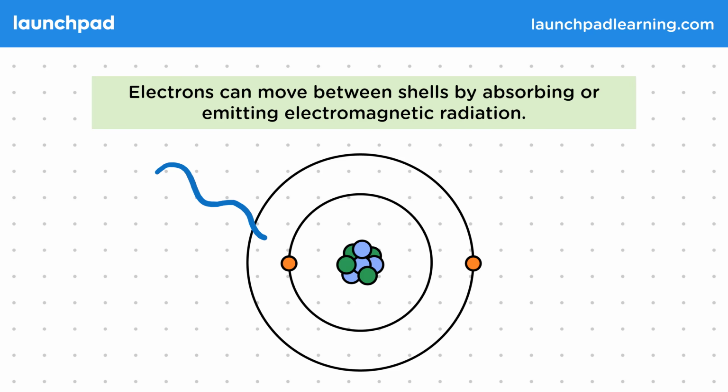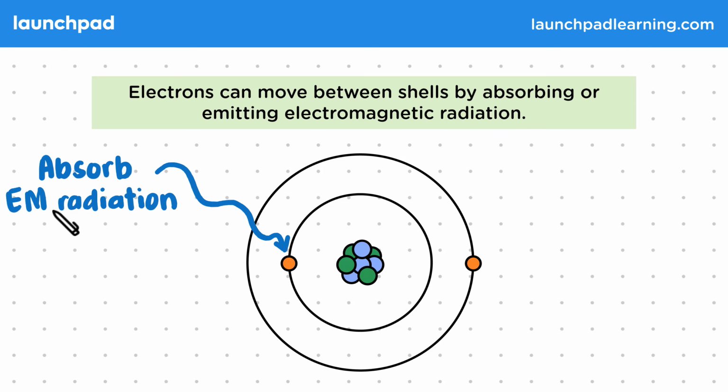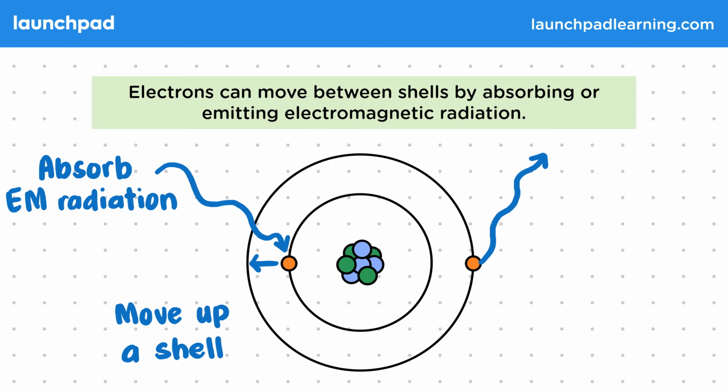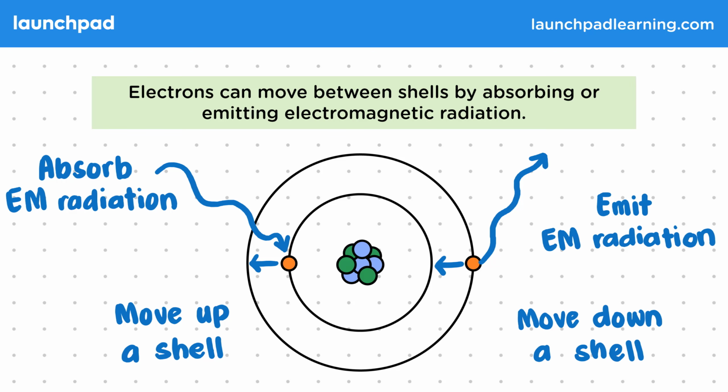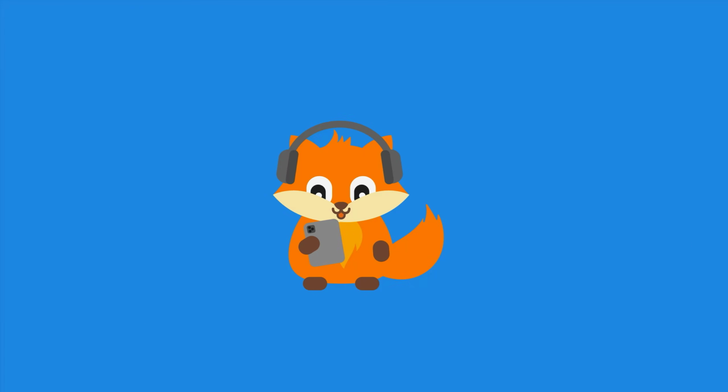So electrons can move up a shell by gaining more energy from radiation. Remember that EM is electromagnetic. So the energy gained by the electron must be exactly the amount needed to bridge the gap between the energy levels in order for it to move up a shell. Electrons can also drop down a shell by releasing excess energy as radiation, and this happens when there's room in a lower shell.